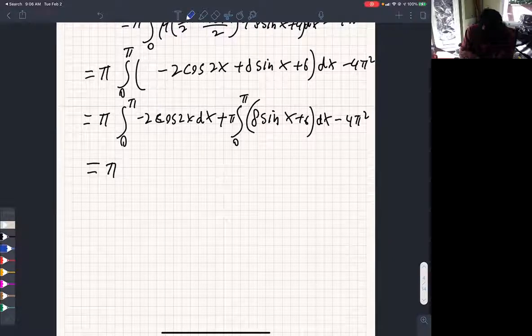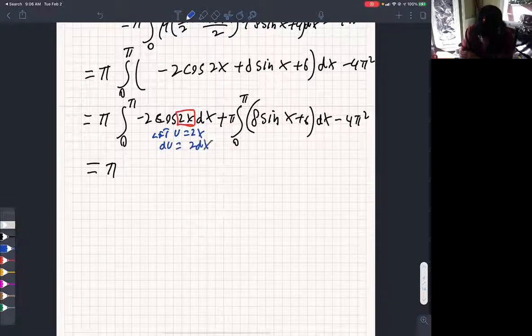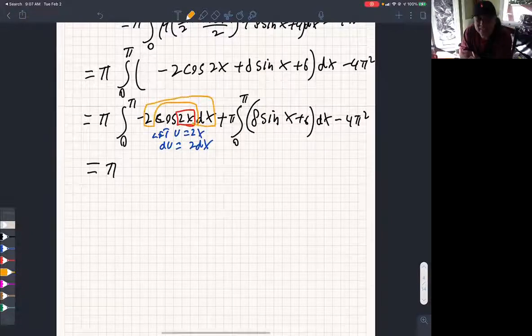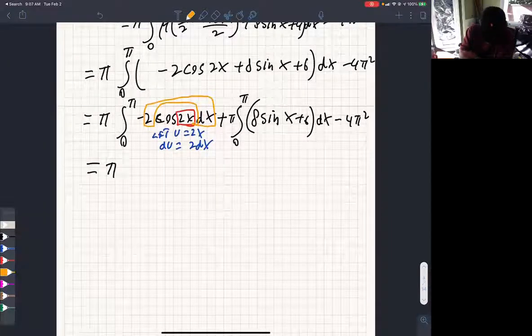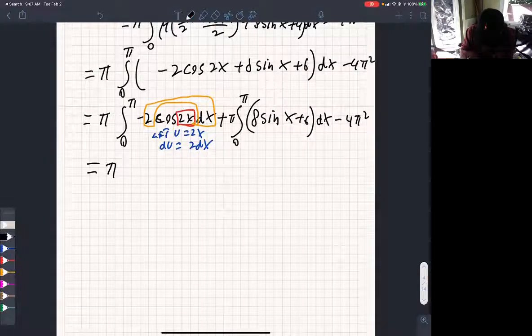Okay, I need to use sub. I'm going to let u be 2x because I want a single variable here. That's going to make du 2 dx. You know what's awesome? Check this out. I have 2 dx. That is beautiful. So what is that going to do for me? That is going to allow me to rewrite this. I think we're okay. Negative cosine u du. Oh, who caught my mistake?